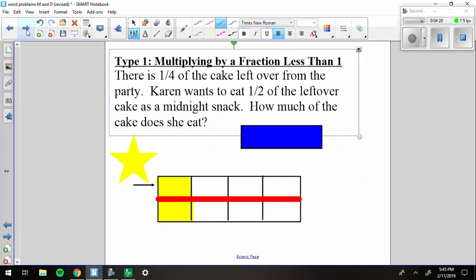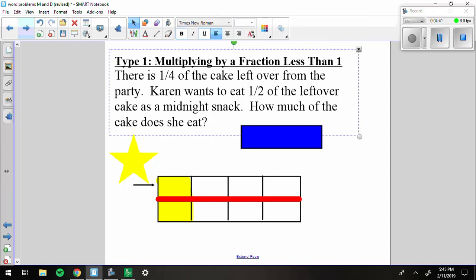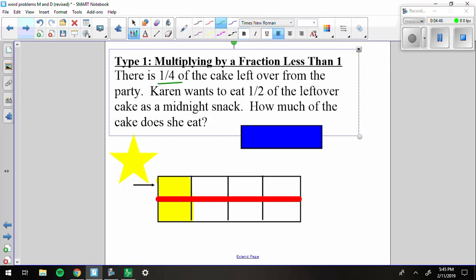All right, moving right along. Let's look at another example of this. Type 1, multiplying by a fraction less than 1. There is 1/4 of the cake left over from the party. Karen wants to eat half of the leftover cake as a midnight snack. How much of the cake does she eat? All right, so we have a total. 1/4 of the cake is the total. And she wants to eat half of it.